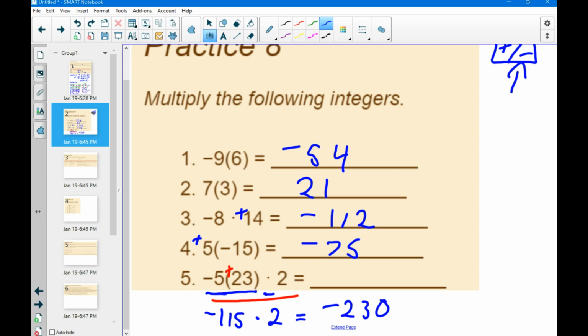Alright, hopefully that's helpful. Basically the rule is that if the signs are the same, the answer is positive. If the signs are not the same, the answer is negative. Any more questions on this, feel free to ask me in class or send me an email. Awesome.